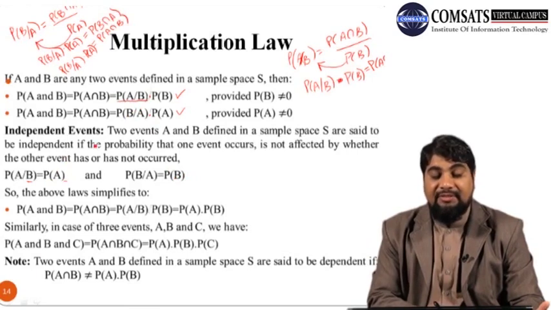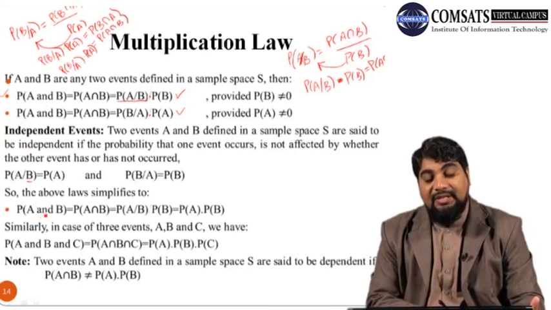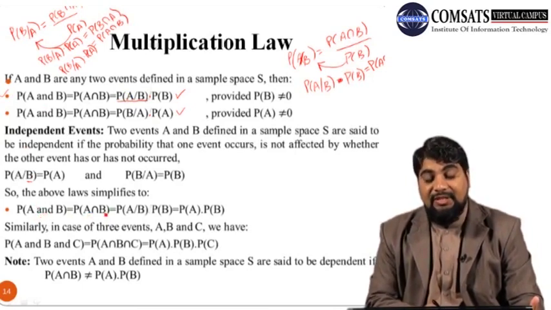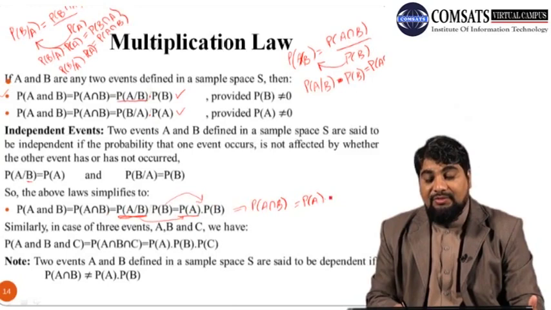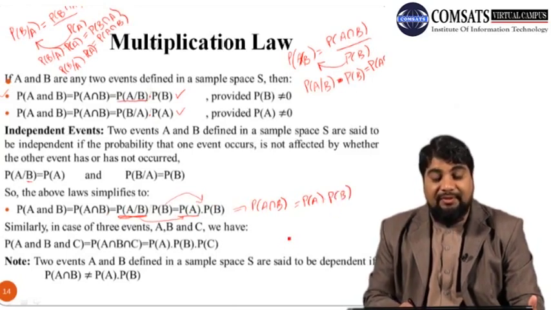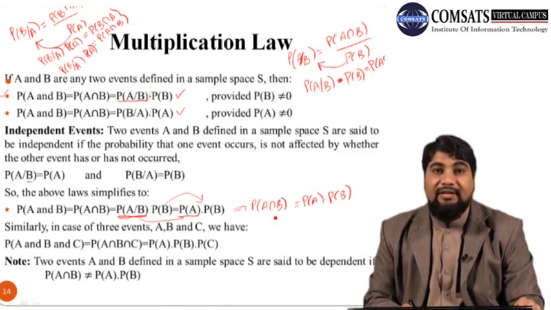So in case of independent events, we can simplify this first law. P of A and B is the probability of A intersection B. This term A given B is replaced with P of A, whereas P of B is kept as it is. So the simplified formula is A intersection B is P of A times P of B. This result is valid only when the two events are independent.